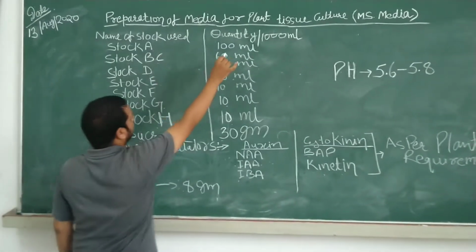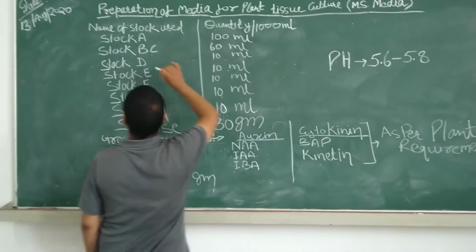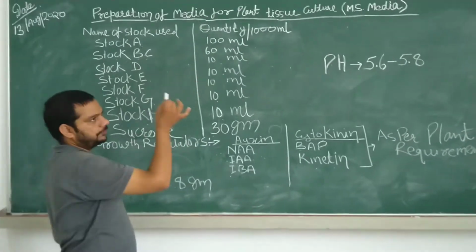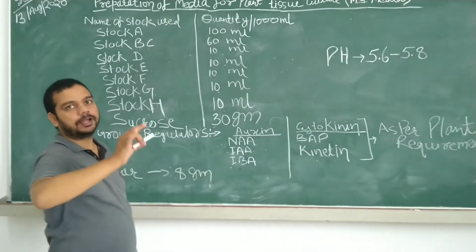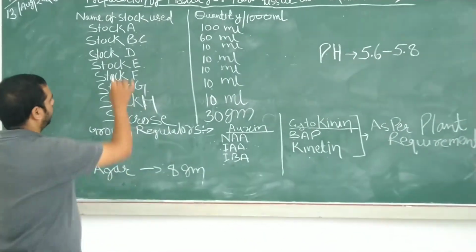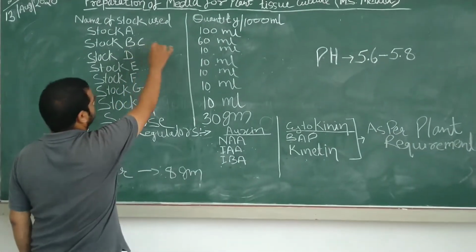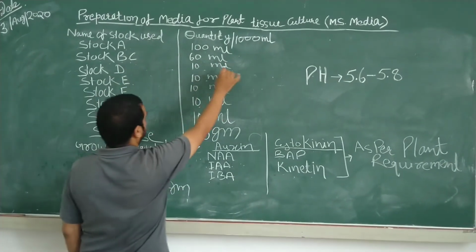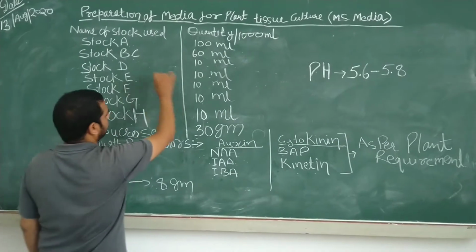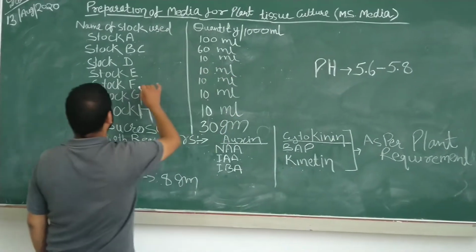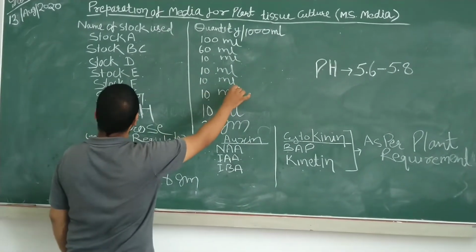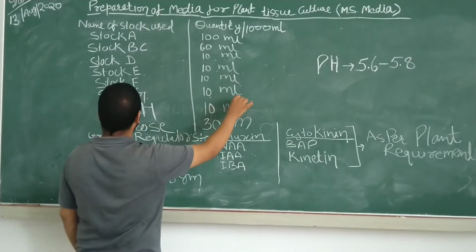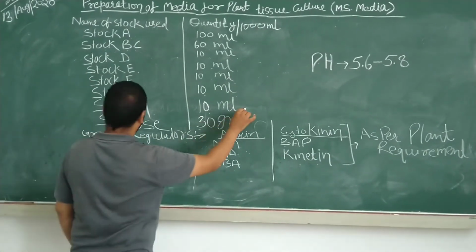Stock A is used 100 ml per liter. And stock BC. I am saying BC because stock B and C contain the same elements, calcium nitrate. That's why I am saying it combined. It will be used 60 ml per liter. Stock D, it will be used 10 ml per liter. Stock E, 10 ml per liter. Stock F, 10 ml per liter. Stock G, 10 ml per liter. Stock H, 10 ml per liter.